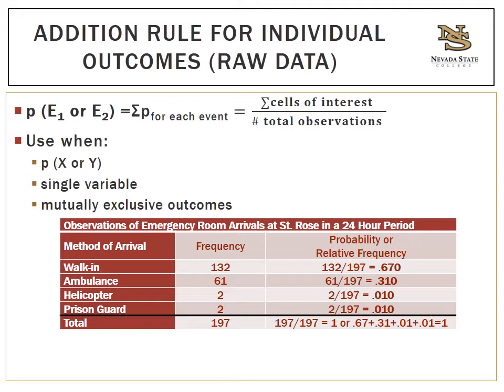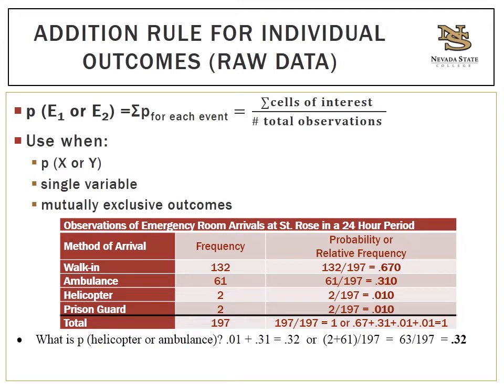So based on this table, you could say that based on the past 24 hours, the estimated probability that the next patient arriving in a helicopter or ambulance would be 0.32, right? Or a 32% chance that the next patient would arrive in a helicopter or ambulance based on this data. And I got that from taking helicopter, ambulance. You could do this 2 ways. You could do the sum of the probabilities for each event. So you could do helicopter plus ambulance. So that 0.01 plus 0.31 equals 0.32.